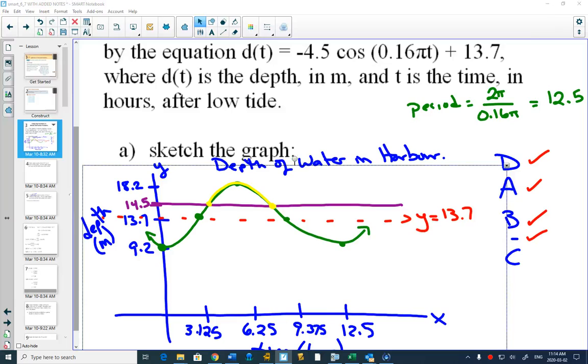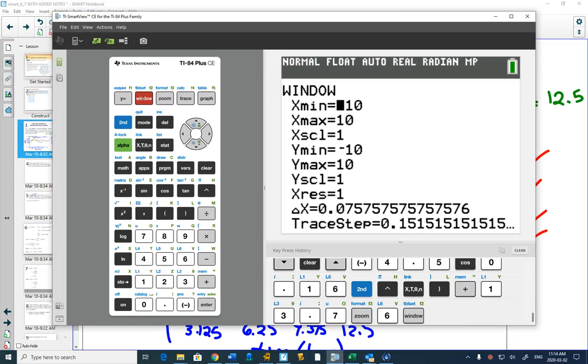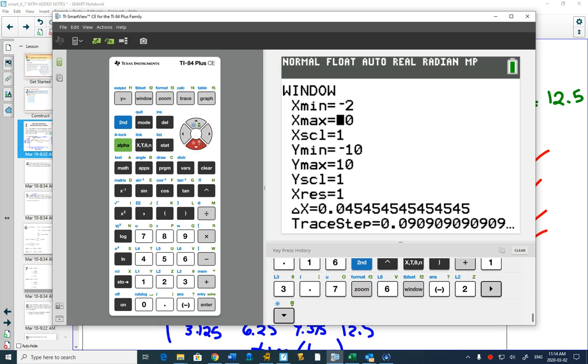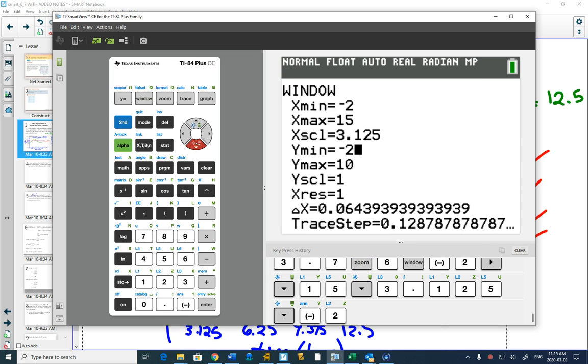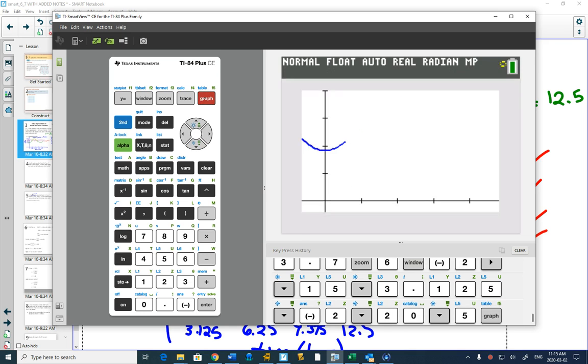So what you can do on your graphing calculator is hit the window button, and as I said, it's going from -10 to 10. So I'm going to change it to go just from -2, because we don't need a lot of negative numbers, up to 15. This next one is the x scale. It just decides where they're going to put the tick marks. If we want them to match up perfectly with ours, I can change this to 3.125. And a y minimum at -2, and I need to go up to 20. My y scale, maybe I go by 5s. Now when I graph it, it looks just like the graph that we graphed.